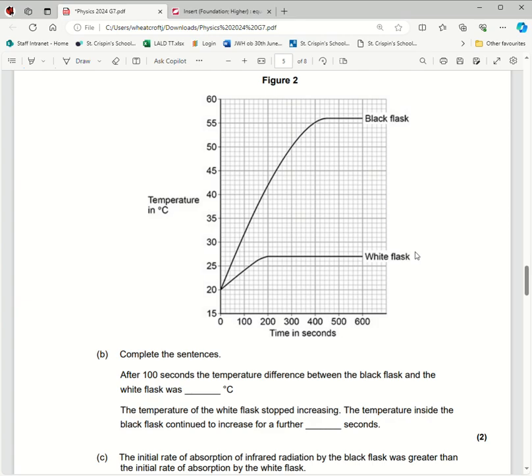Whenever we are pulling data from a graph, please use a ruler to make sure you are really accurately reading off both axes. If you try to do it by eye, it is very easy to accidentally go a square either side, and that will mean that you are no longer being accurate and would not therefore be correct as to the marking. So the first part says, after 100 seconds the temperature difference between the black and the white flask was blank degrees Celsius.